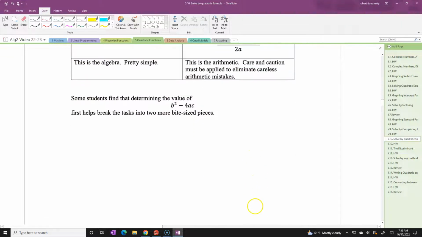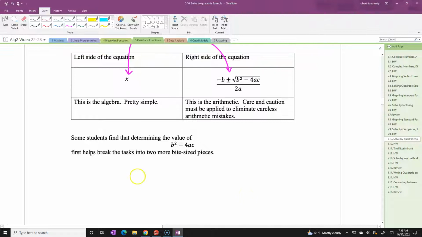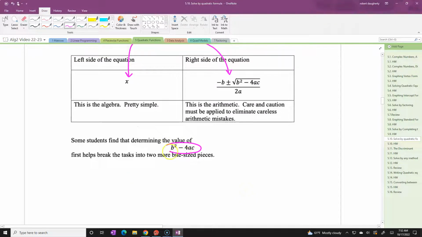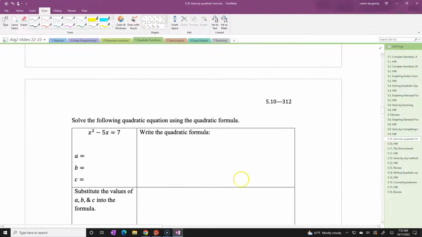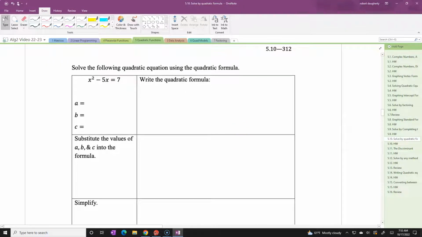Now what some people will find is that if you do part of it first, find b squared minus 4ac first, and that's a number, then I can just substitute that number into this formula. Some people find that to be a more straightforward way of breaking the problem up into multiple pieces. So I can do some of these both ways. You can make your choice about how to do it. So let's look at this one.